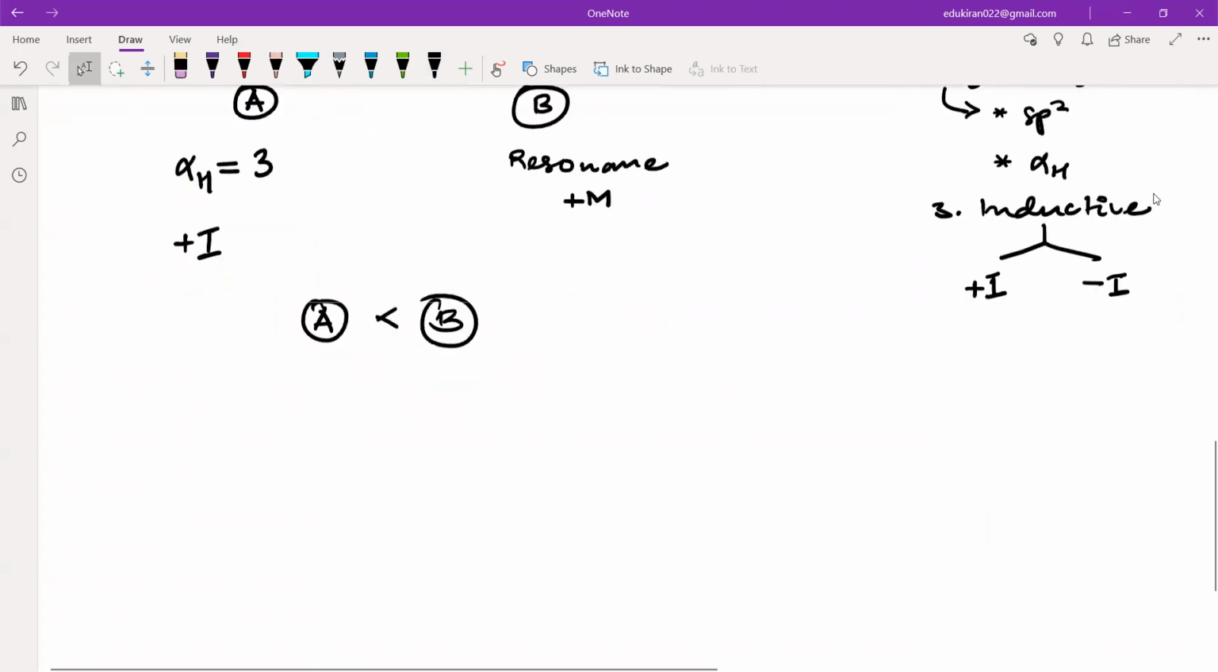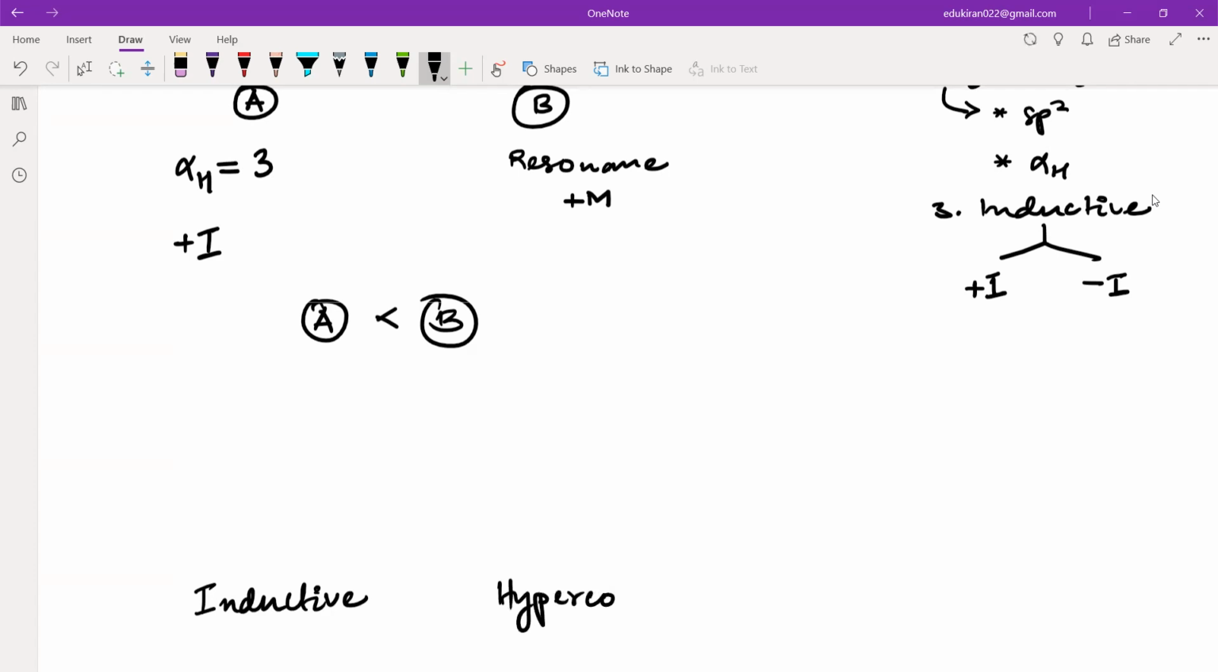So if I compare the order of effects, there are three things now that we have to compare. Either we have inductive effect, whether it is plus I or minus I. Then we have hyperconjugation. And then we have resonance or mesomeric effect. Hai na? Resonance or mesomeric effect is the same thing, mesomeric.